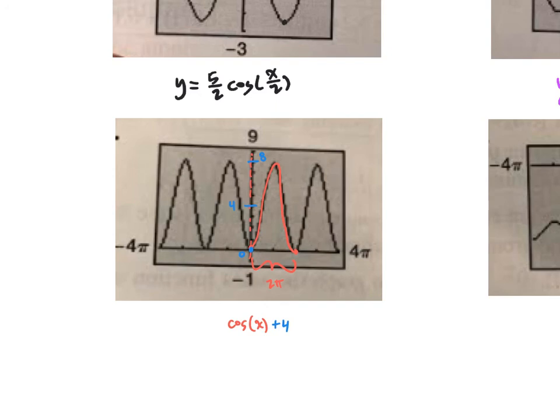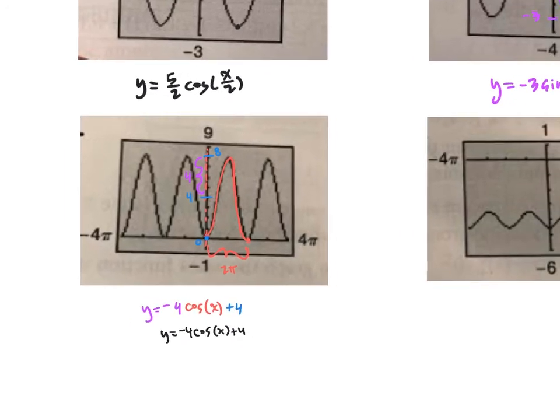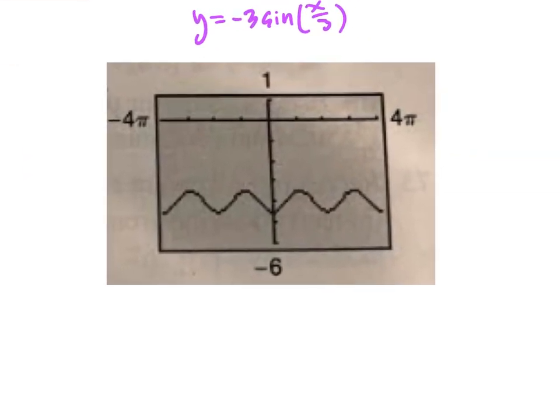Okay, and then we have to consider our amplitude, which is this length, which is 4. But we also have to consider the vertical reflection. So our function is y equals negative 4 cosine of x plus 4. That was a good one. Let's look at this last one. Oh, this last one might be hard to work with. Well, we'll do it anyways.